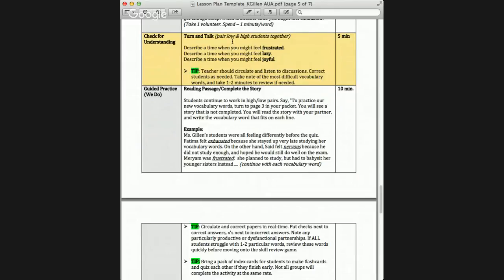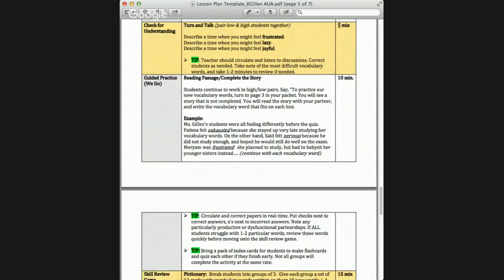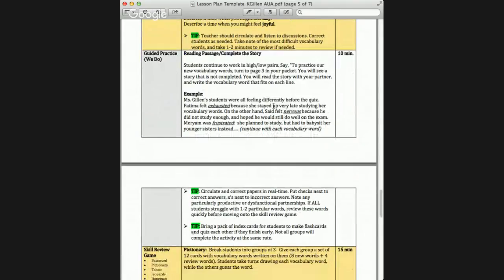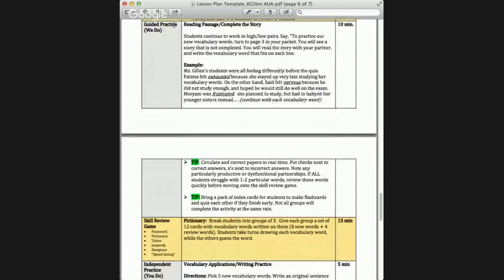So they're going to talk about a time they felt frustrated. They're going to talk about a time they felt lazy. And they're going to talk about a time they felt joyful. And again, you're never just sitting at the front of the room. You're going to walk around and listen to their discussions. So your timer should be set for 5 minutes. And after the timer goes off, you'll go into the guided practice, otherwise known as the we do.